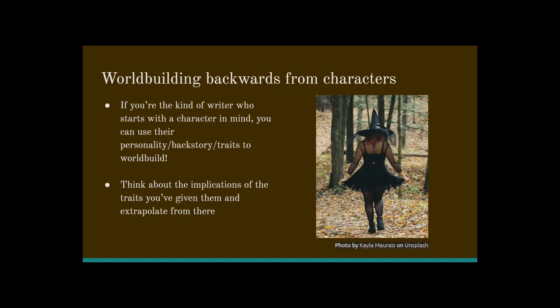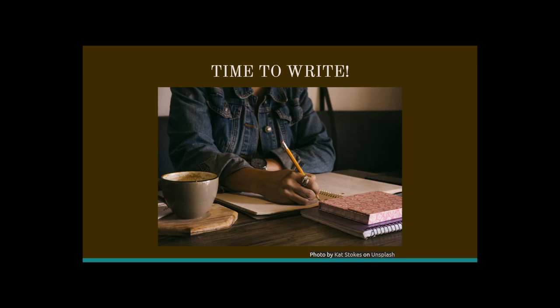So let's do a quick exercise now. It's time to write. Think of a character of yours, any character from any setting, and write down one thing that you know about them. Anything that you like. Then take that one fact and extrapolate. Think of a couple other things that have to be true based on what you know about them. We can do that for 5, 10 minutes, and then anybody who wants to can share with the rest of the workshop.